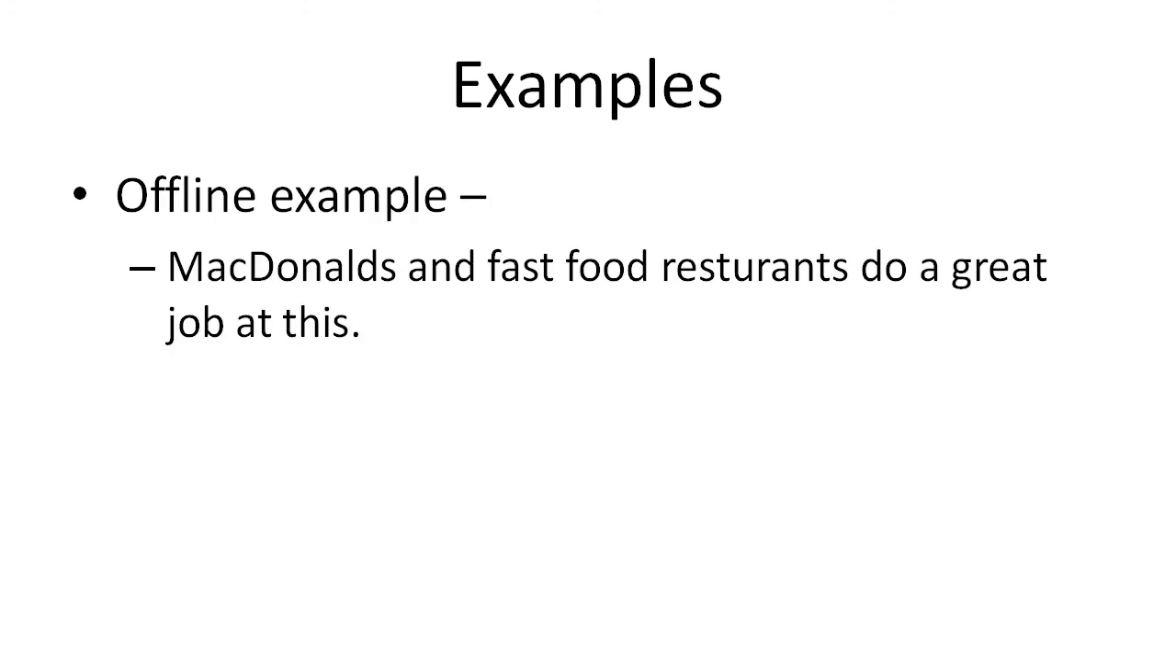Now, let me give you some examples. You've already experienced this in your life. An offline example is McDonald's, and fast food restaurants do a great job at this. What they do is they say, would you like fries with that? Would you like a large Coke with that? Or would you like to double the size, make it a large, just for an extra $2? That's what we call a pre-sale bump or a profit checkout bump.